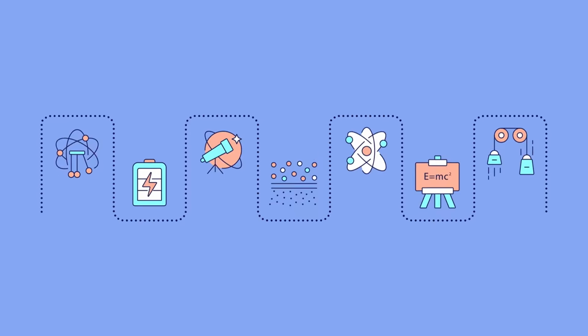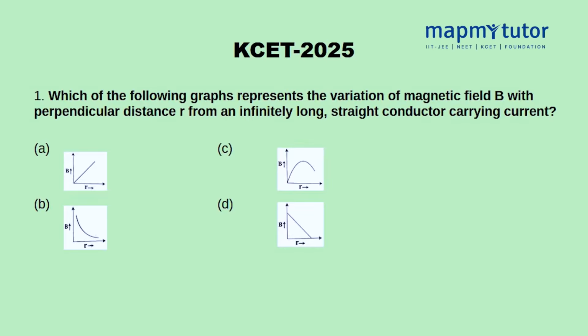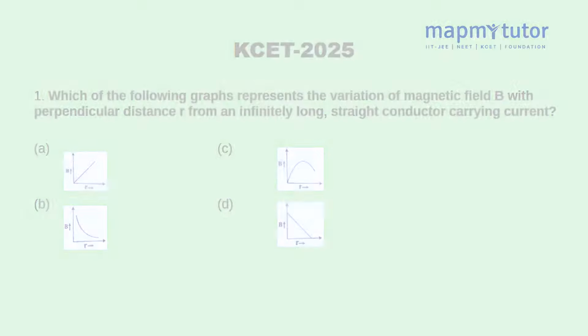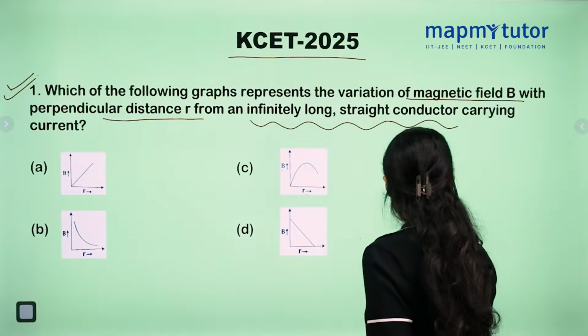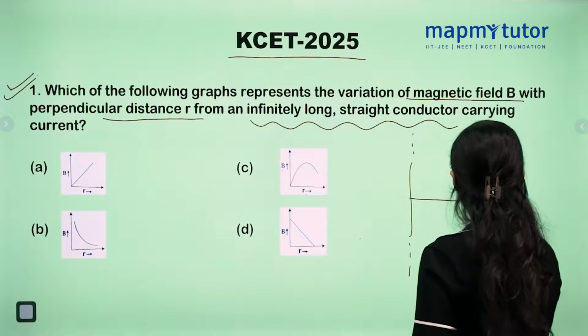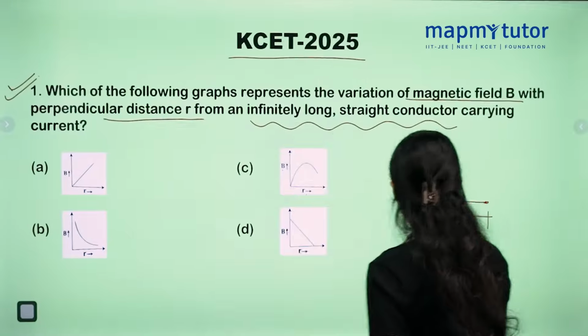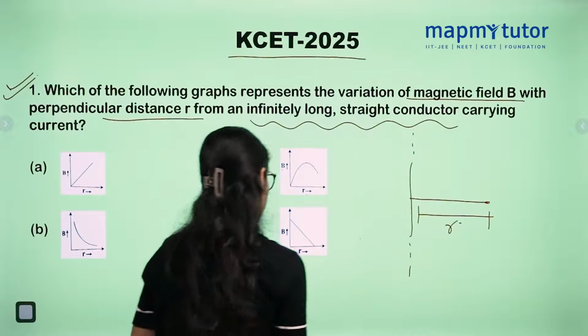First question. Which of the following graphs represents the variation of magnetic field B with perpendicular distance R from an infinitely long straight conductor? It's a direct question from your NCERT. There's an infinitely long wire, and at a distance R, you need to tell the variation of B and R.